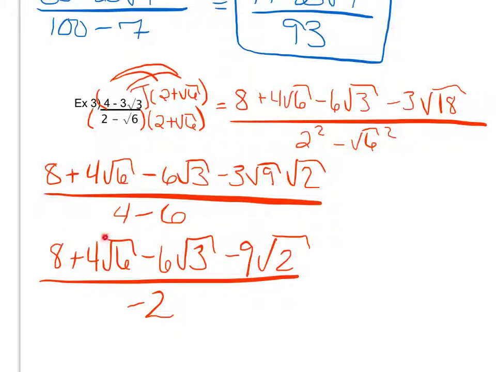If it happened that every single term could be divided by negative 2, I could reduce, but every single term can't, since a negative 9 can't, so it stays like this. These are not like radicals. This is my final answer.